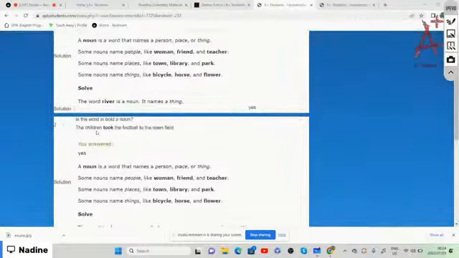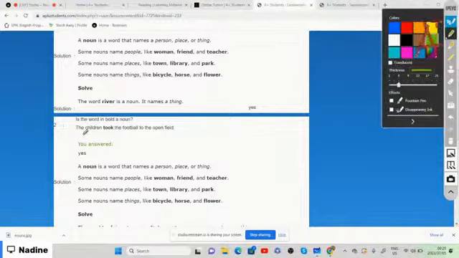Okay. The children took the football to the open field. So took. If you look at the word in bold, took, is the word in bold a noun? You need to say if the word took is a noun. If you say yes, it is a noun, then you need to say if it names a person, people, places, or a thing.